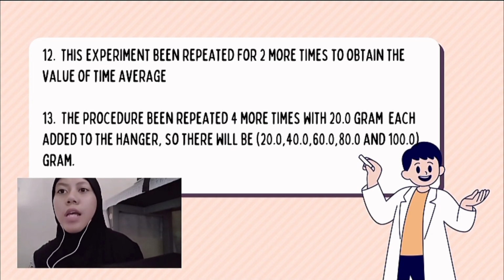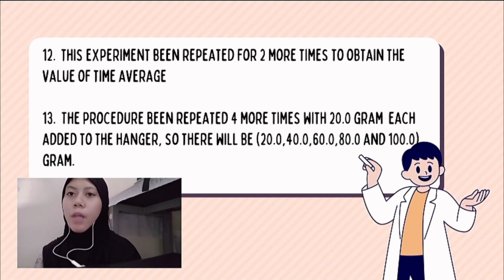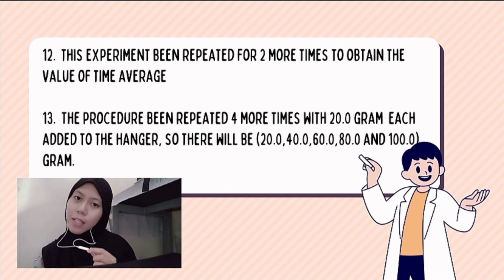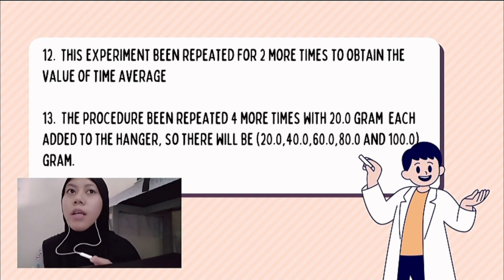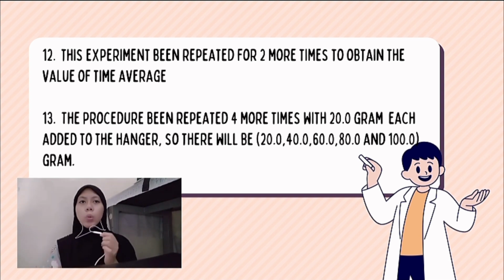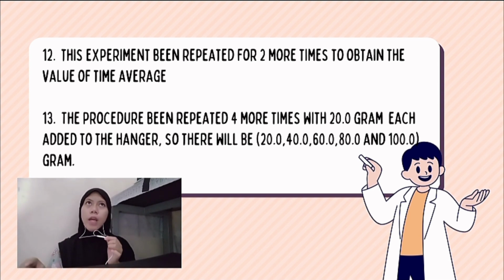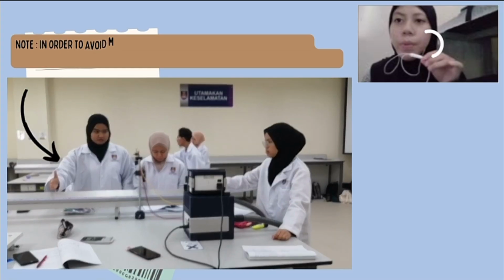This experiment is repeated 2 more times for each mass that we apply on the hanger, and the glider is released and the time is recorded to obtain the average time. So the procedure is repeated 4 times with 20 grams of mass added to the hanger each time. After the 20 grams on the hanger, we add 20 grams again, so the total mass will be 40, and so on: 20 gram, 40 gram, 60 gram until 100 gram. We add about 20 grams each time.